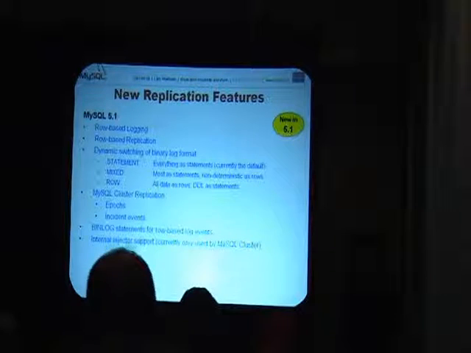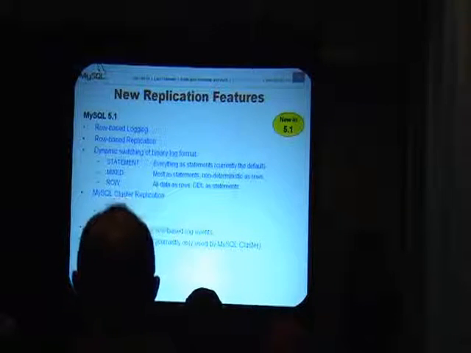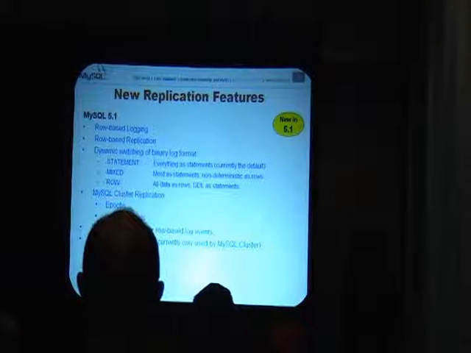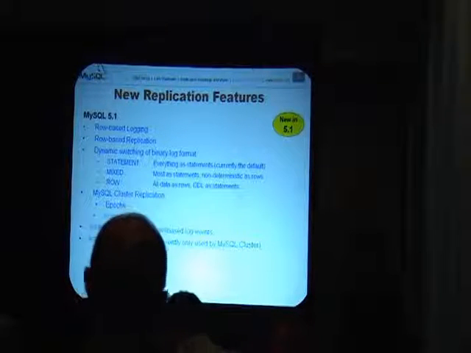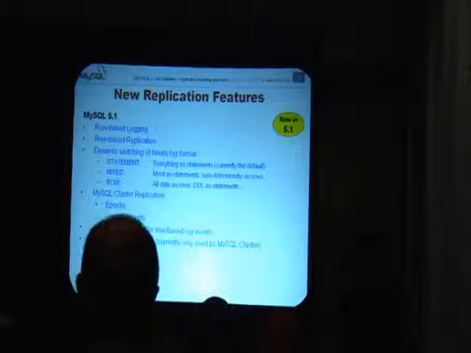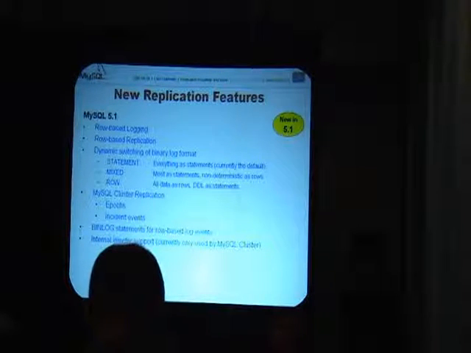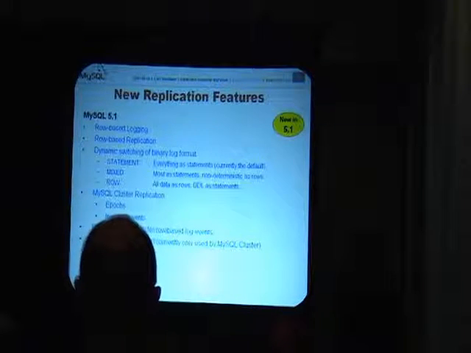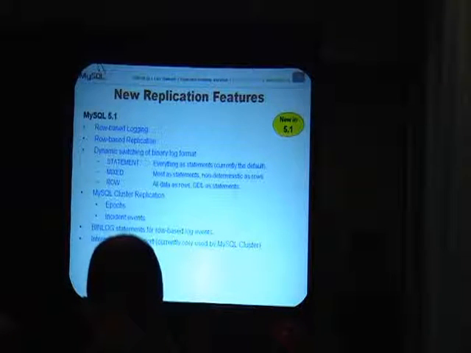So 5.1 has more things. We have the row-based logging and row-based replication. And one can actually switch between these formats dynamically. So you can execute some statements, and they will be logged as the statements, and then you can switch into row format, and then it will be logged as data instead, and then you can switch back. Sometimes it might be more effective to do it by row, and sometimes it's more efficient to do it by statement.